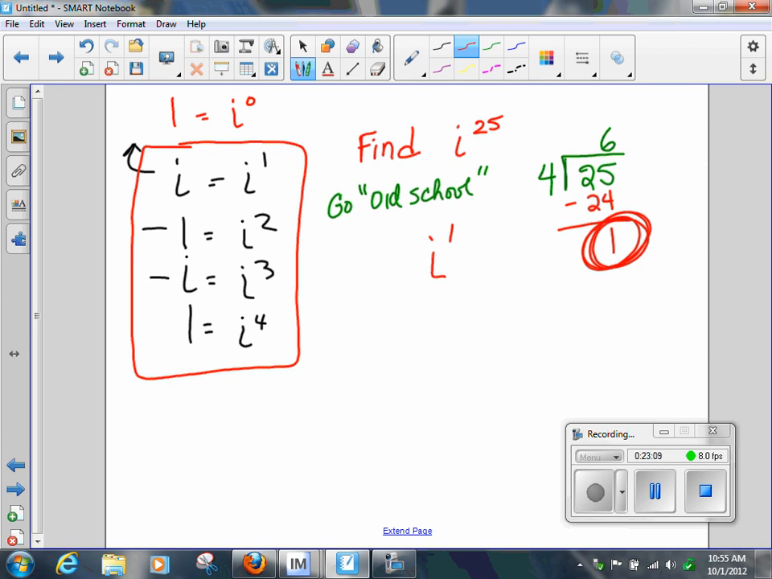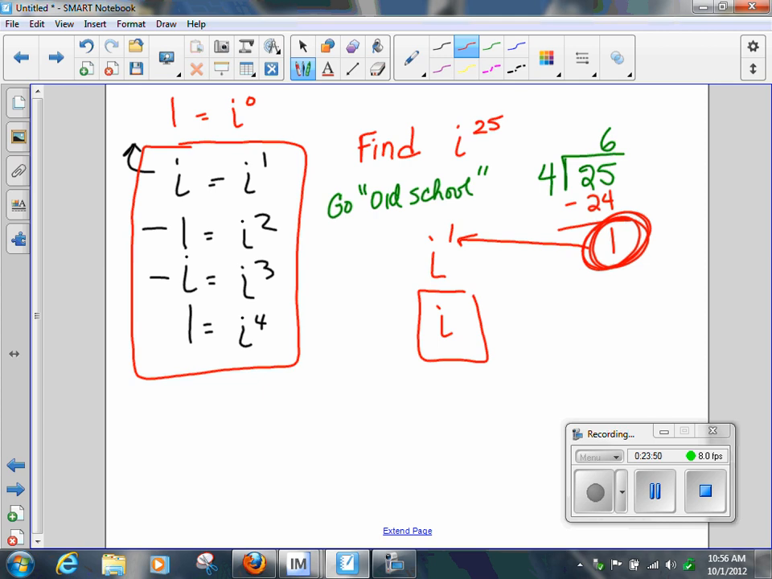What's i to the first power? i. So i to the 25th power is i. Q said it beautifully. 4 is a factor of 24, and that leaves 1. He said it way better than I did. And he's right. You're a mathematical genius. And I said what? Go old school. Look, the remainder. That's the important number to us. So i to the 25th is actually i to the first, which is i.